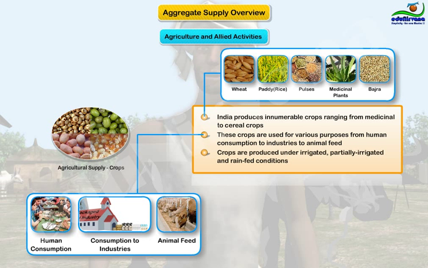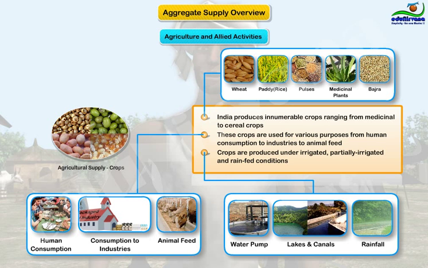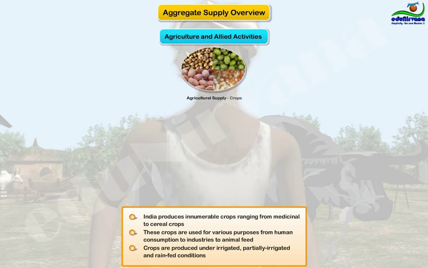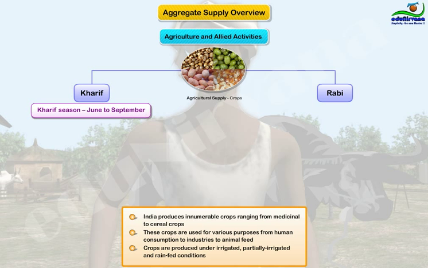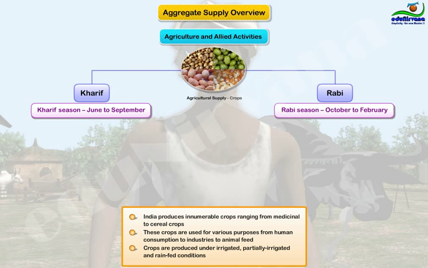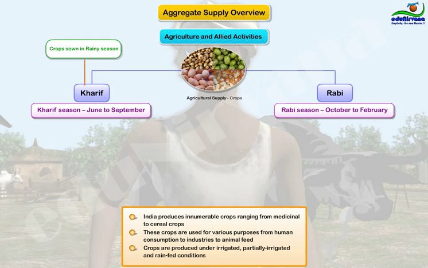The crops are produced under irrigated, partially irrigated and rain-fed conditions. The crops are broadly divided into two categories, namely Kharif and Rabi crops. The Kharif season starts from June and ends in September. The Rabi season is during October to February. The crops that are sown in the rainy season are called Kharif crops. The Kharif season is during the southwest monsoon, that is July to October.